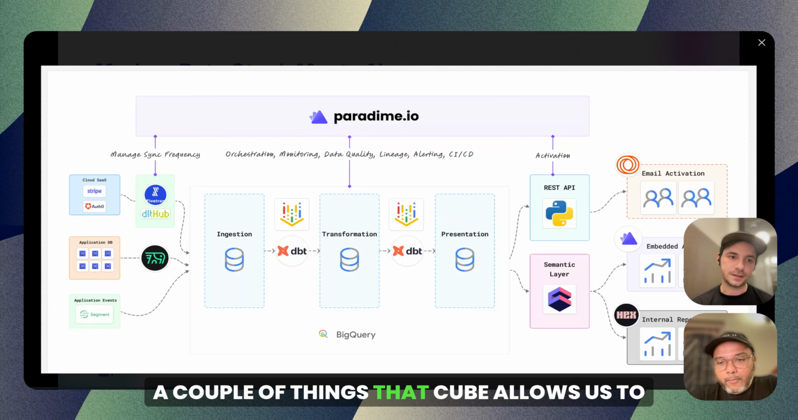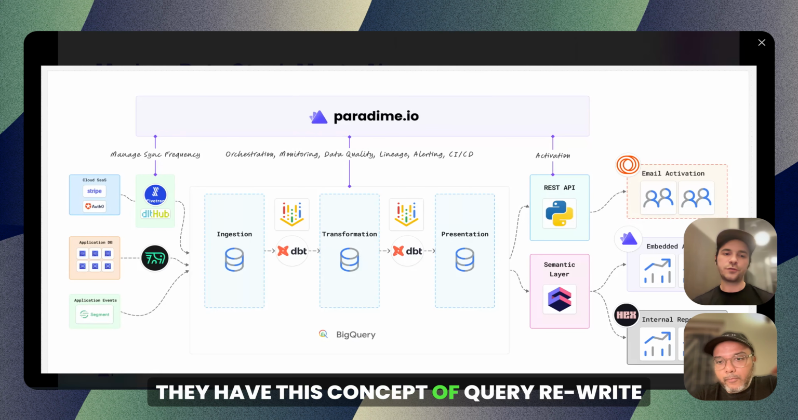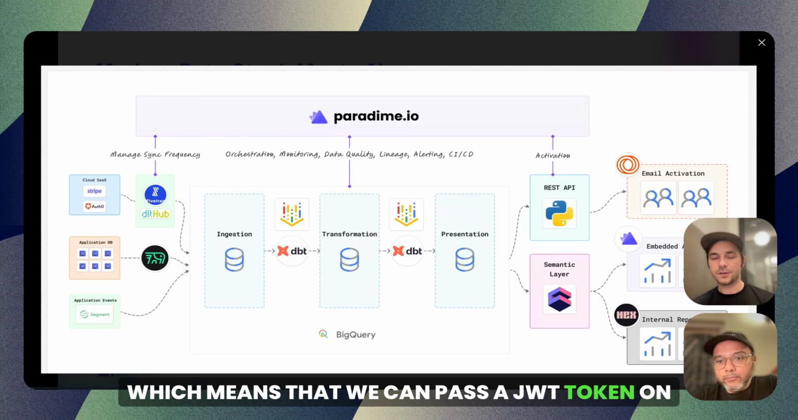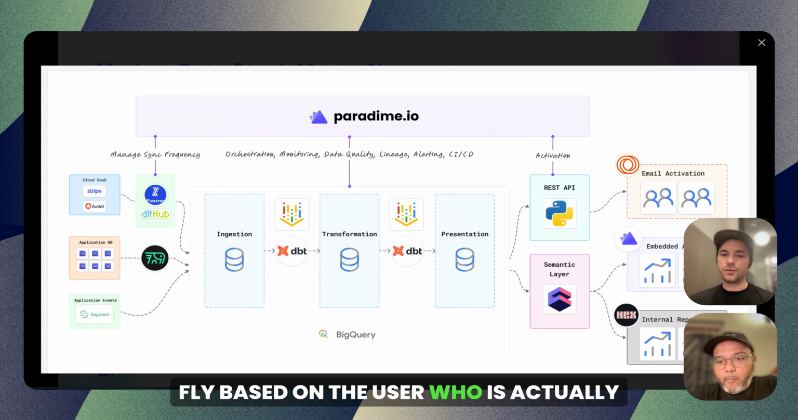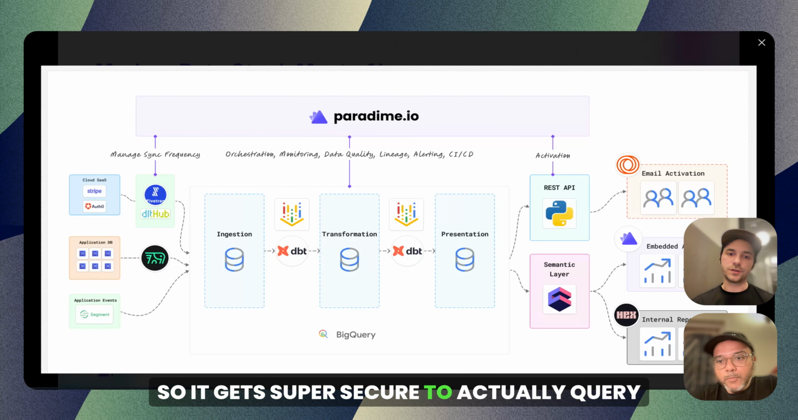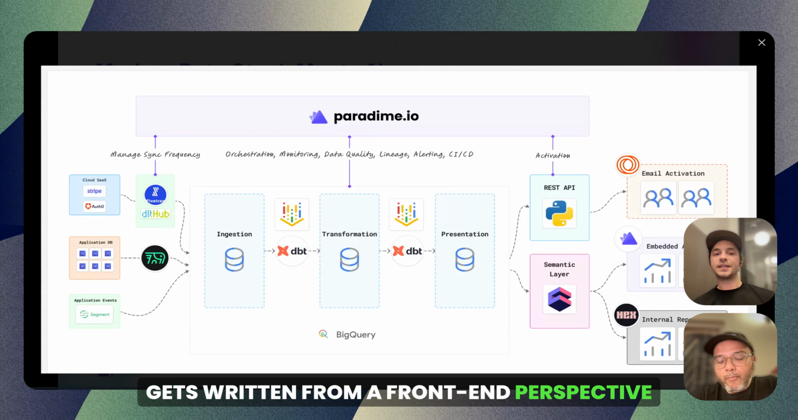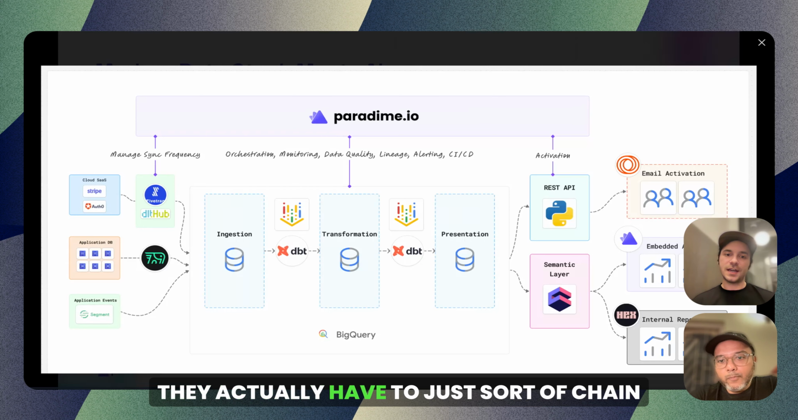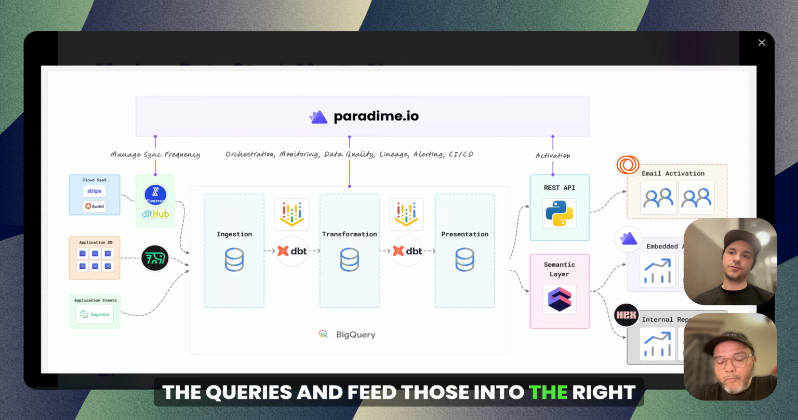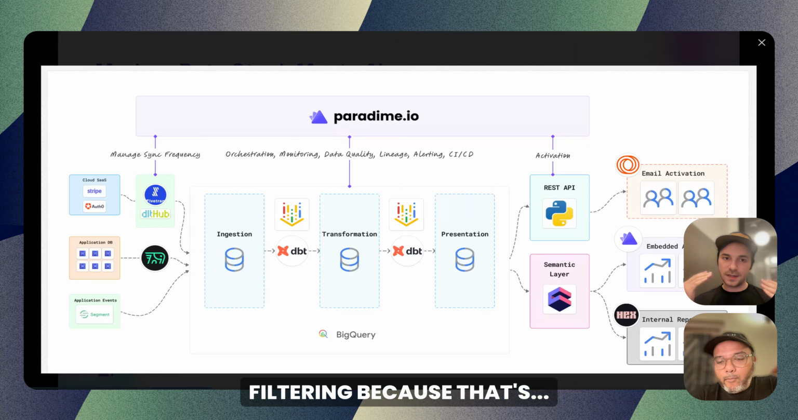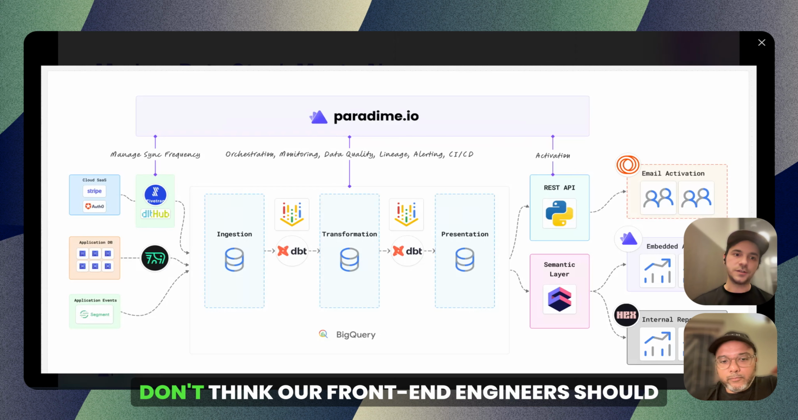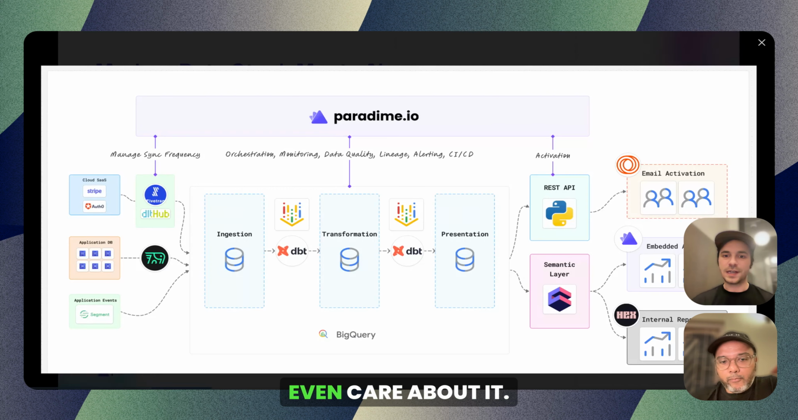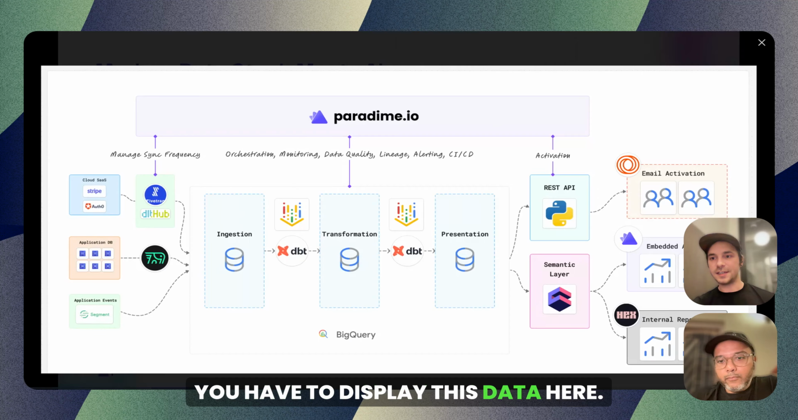A couple of things Cube allows us to do: they have this concept of query rewrite, which means we can pass a JWT token on the fly, and the query gets modified on the fly based on the user who is actually logged into the application. So again, super secure. From a front-end perspective, our front-end developers just have to chain the queries and feed those into the right chart, but they don't have to worry about filtering, because that's happening at the lowest level possible. So again, scalability and ease of use. I don't think our front-end engineers should even care about it. They'll just say, this is the endpoint, you have to display this data here, and they should just take care of that.